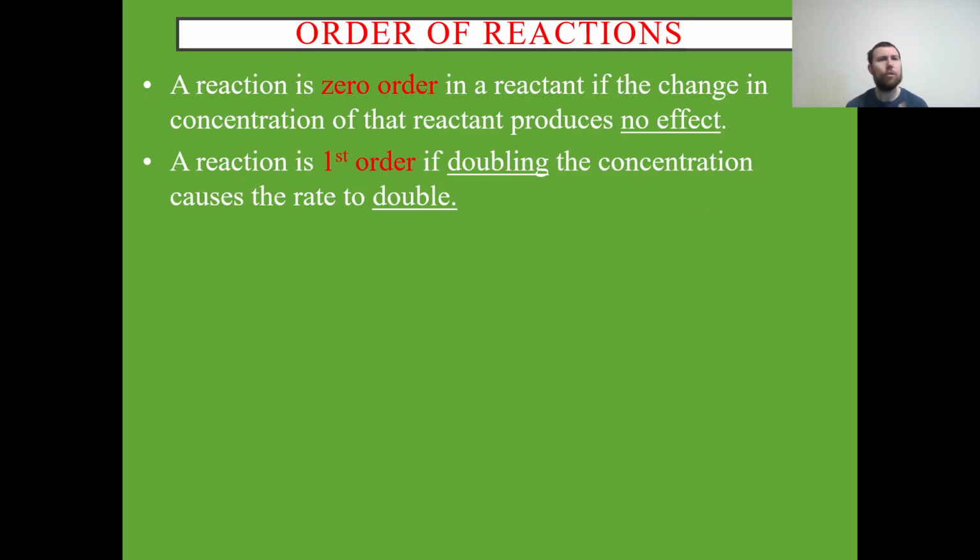Now, we've seen first order a couple of times now, and we even saw two slides ago that when we change something, the rate's going to change by that same factor if it's first order. So a reaction or reactant is first order in the situation where if we change the concentration, it causes the rate to change by that same factor. Here I've given you a specific instance, right? If I double the concentration, the rate's going to double.